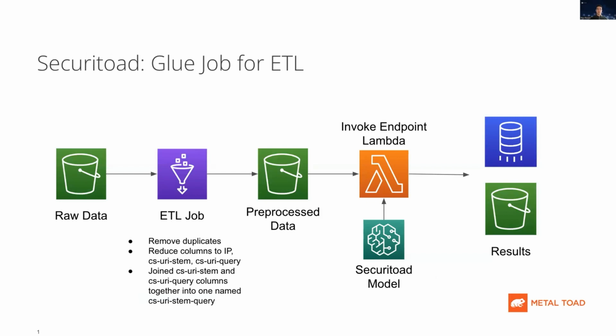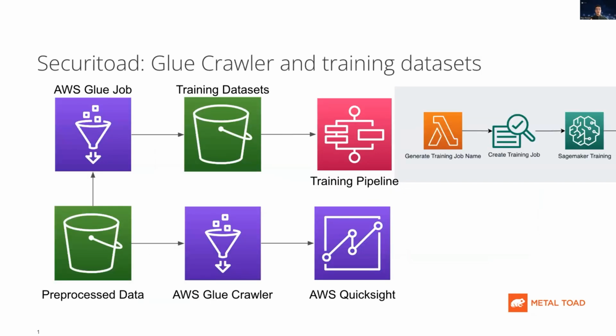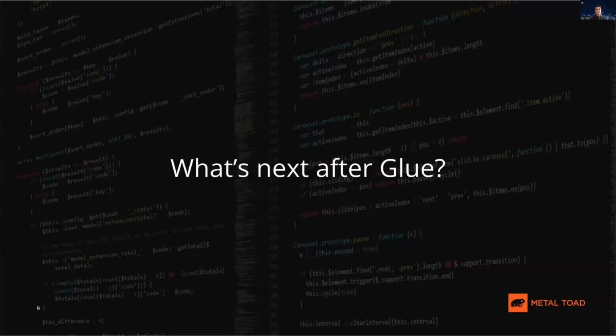The data was then stored in a target S3 bucket called preprocessed data. That data was then used to invoke their model to generate results, which were then stored in S3 and DynamoDB. After processing the data with the last ETL job, we used the AWS Glue crawler to prepare data for AWS QuickSight and another ETL job to create training data sets to improve their model over time as more data comes in from their clients. So what's next after Glue?